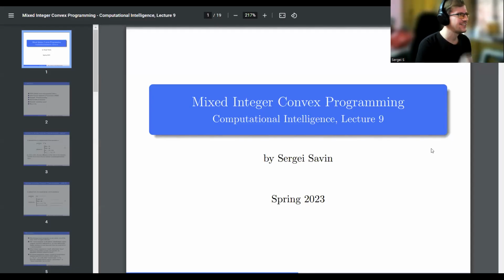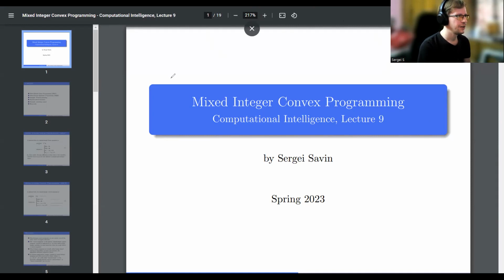So today we are going to discuss the what happens next kind of situation with convex optimization, the mixed integer part. So we covered what you can reasonably call the entirety of classical convex programming.